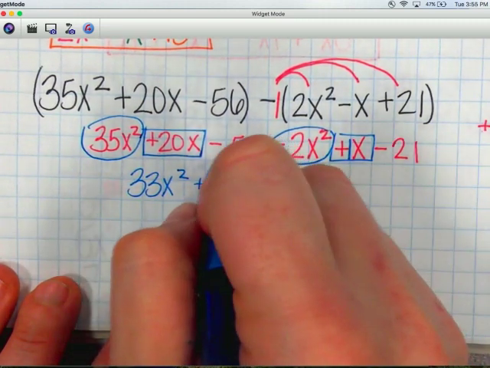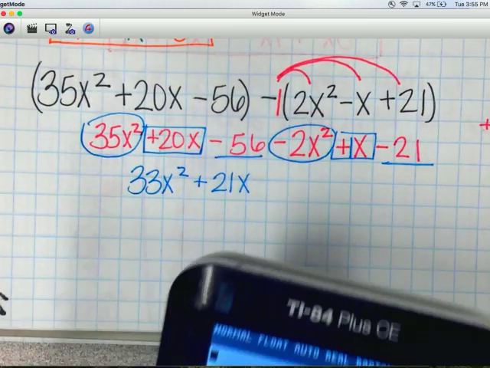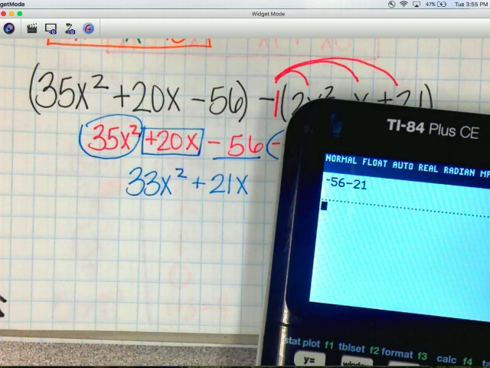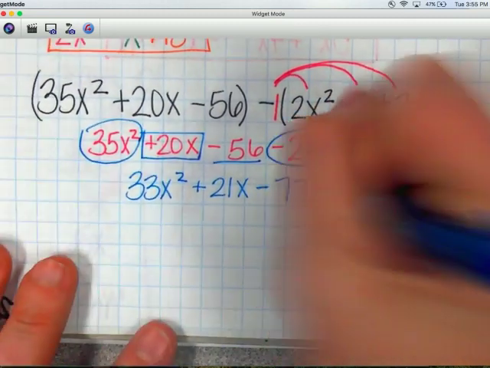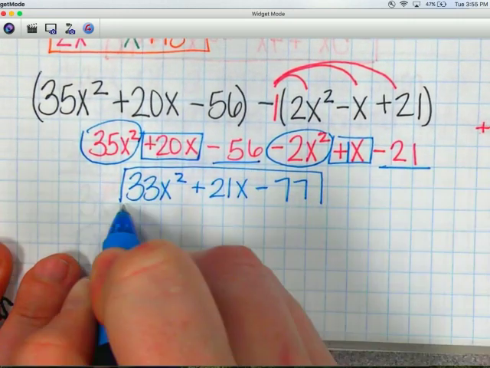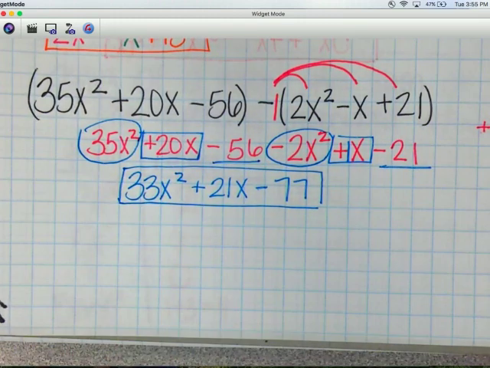And then negative 56 minus 21, I'm going to go ahead and type that one in just so that everybody can see it. Negative 56 minus 21 is negative 77. So that would be my final answer. That would be the square footage of the house without the garage.